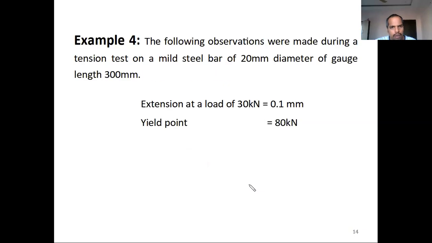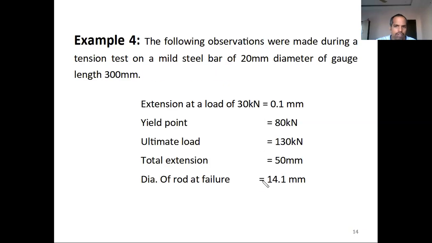So you observe things here. In this one it is a little bit difficult, not that difficult. You have to understand that it is from the stress strain curve, related to different load versus extensions. So during a tension test of a mild steel bar, what is the initial diameter? 20 mm. What is the gauge length? 300 mm. The initial diameter is D and this is L.